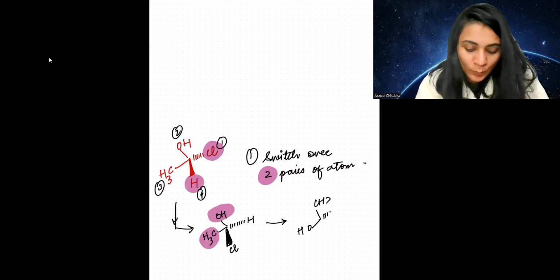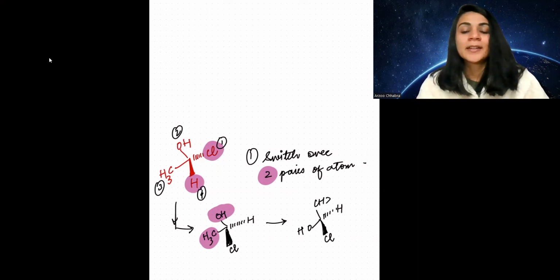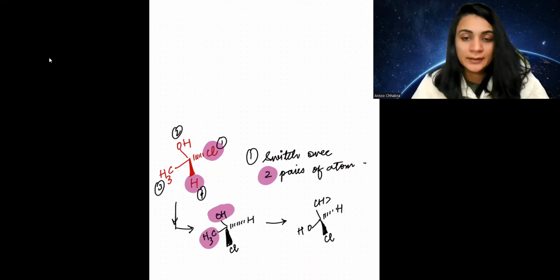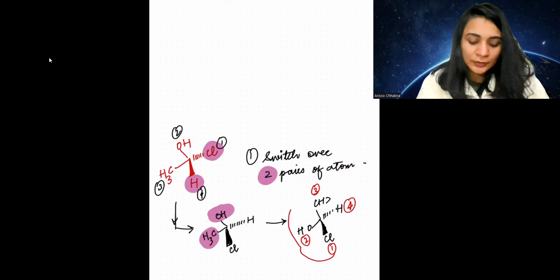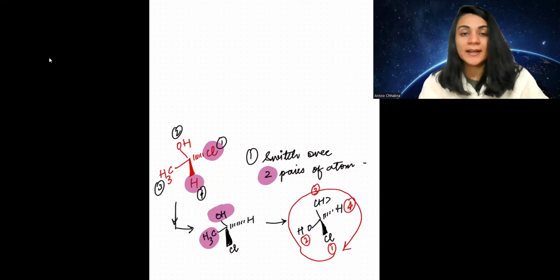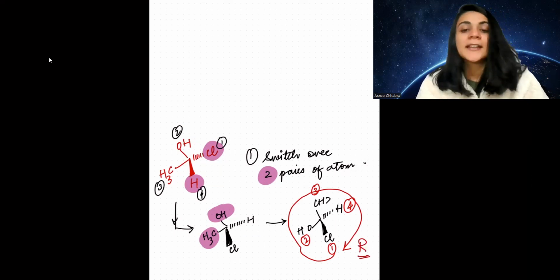Now once that has happened, two switches have taken place, and now you can do the numbering and figure out whether this is R or S. Let's do that really quick. Again, Cl is 1, OH is 2, C is 3, and the fourth is your hydrogen. Now follow the numbers going from 1 to 2 to 3. We're going clockwise, right? We're going clockwise, and that is R. Going clockwise is R.